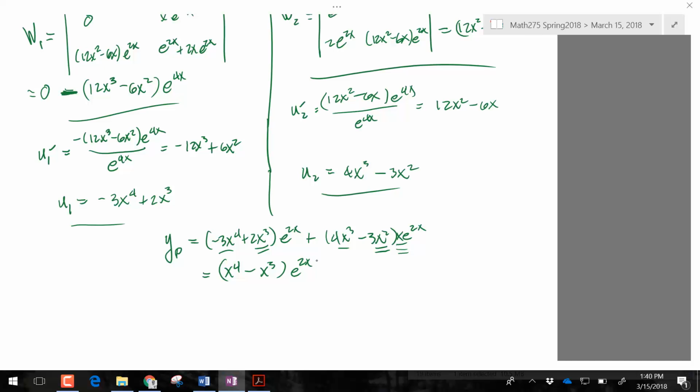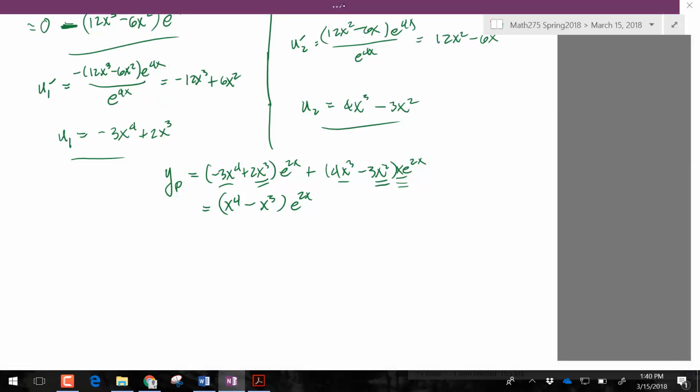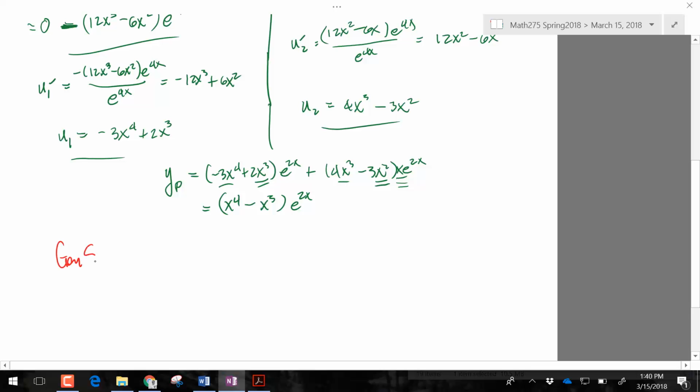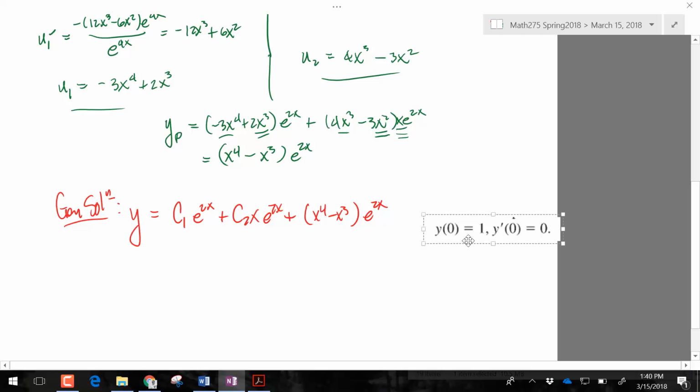So our general solution looks like c1 e to the 2x plus c2 x e to the 2x plus x to the 4th minus x cubed e to the 2x. And then let's now take a look at our initial conditions. So we want to take one derivative and then put in these values. So I'm going to leave some space here.